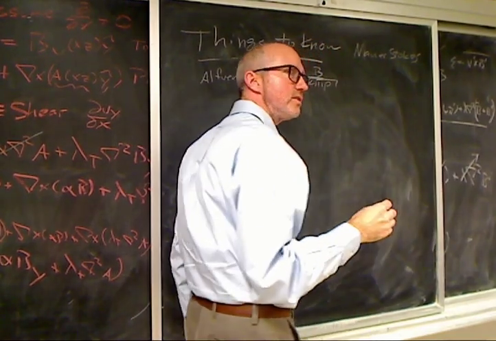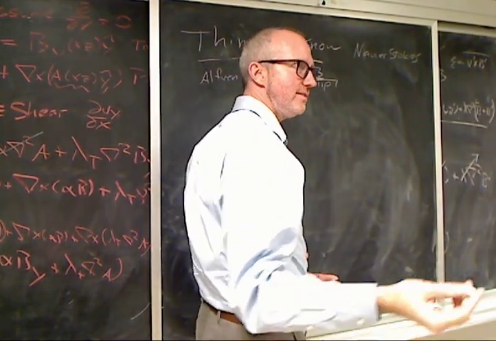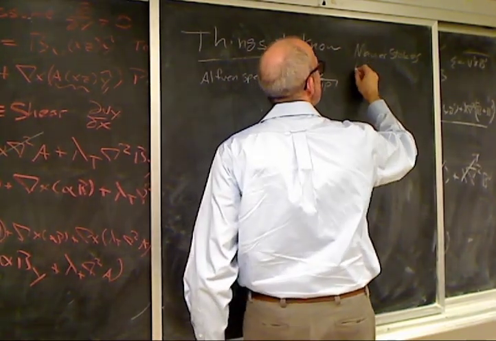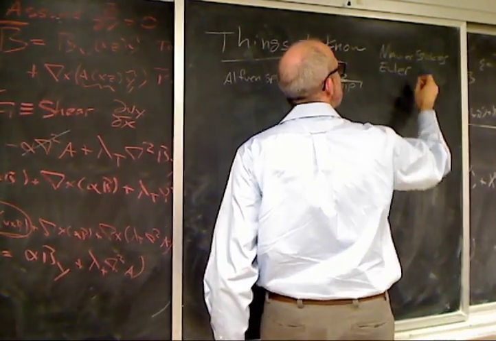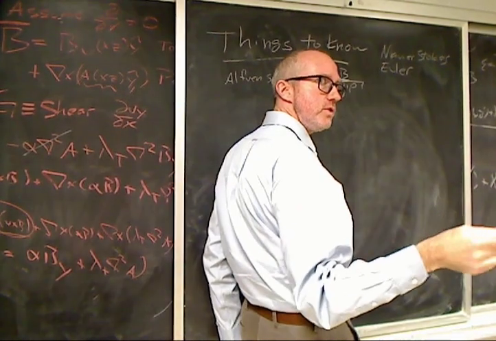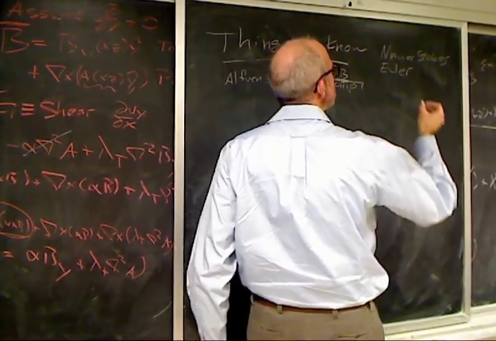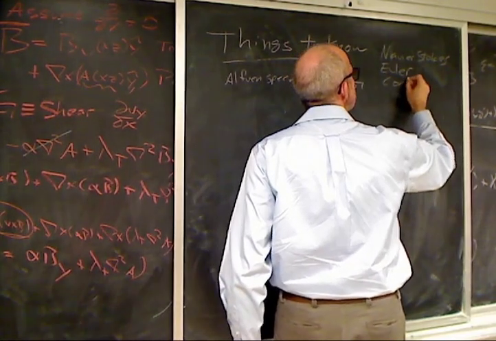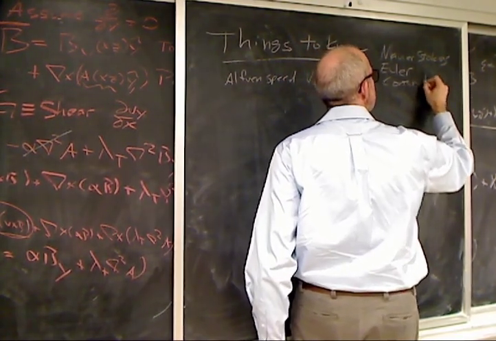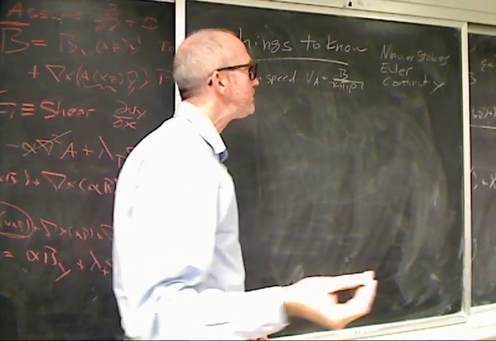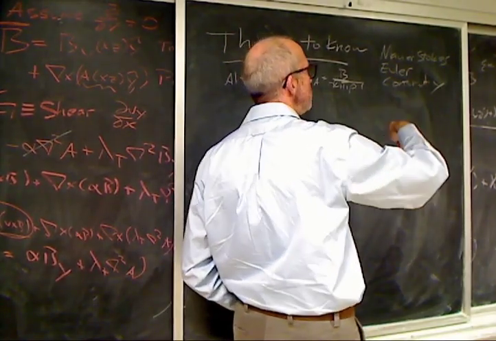So Navier-Stokes, you should know that, and how to get it. Euler is just Navier-Stokes without the diffusion term. Comes from the same place. Continuity is the density equation. You should know how to get that one too. I'm not going to write these guys up. If you want, I can.